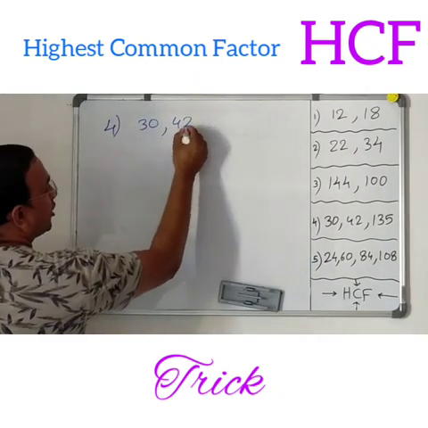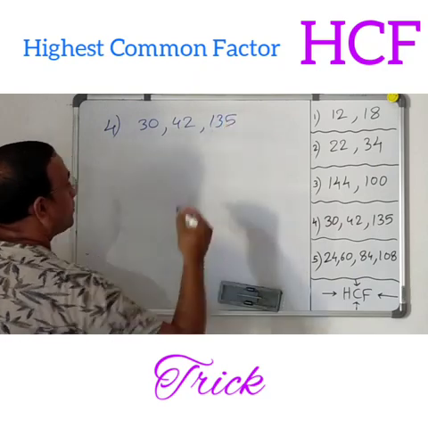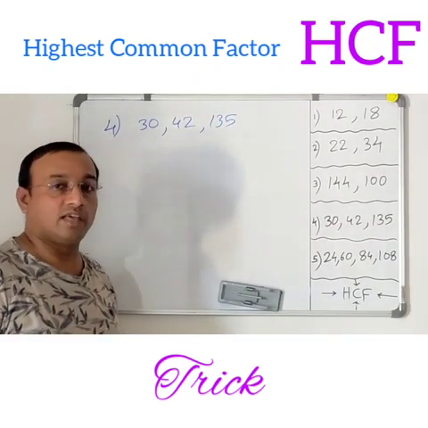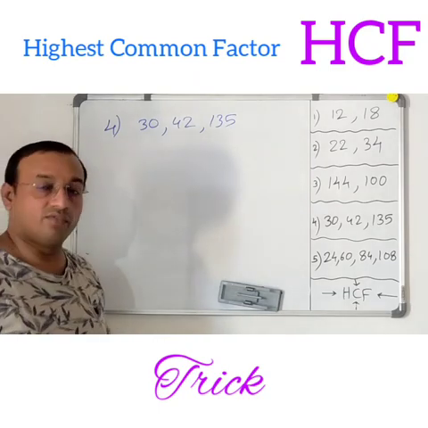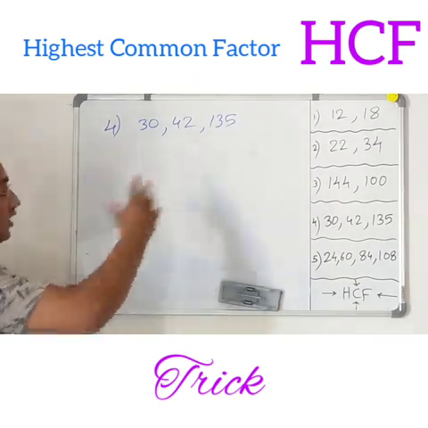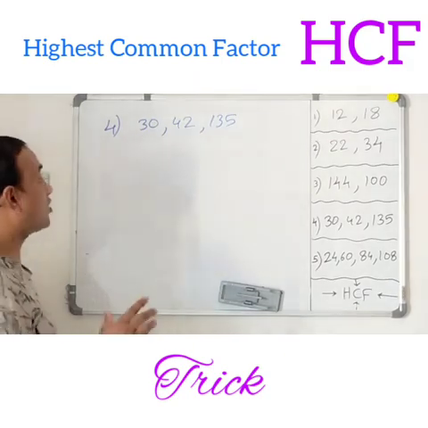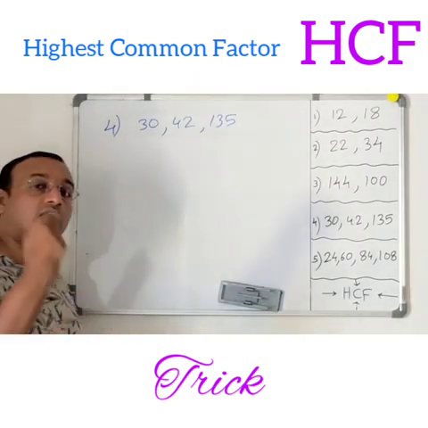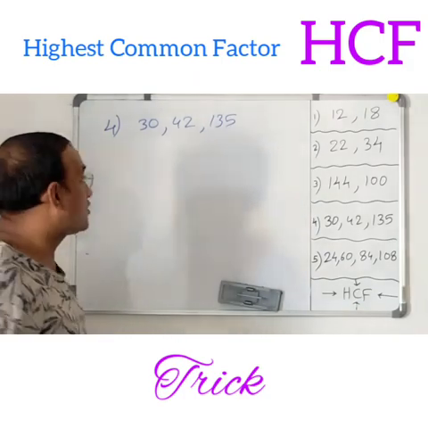So let's see. If 3 numbers are given, what to do? 30, 42 and one more number, 135. If 2 numbers are given, we take the difference directly, find the HCF and take the factors if necessary. But if we have 3 numbers, what to do? We must see the differences between all these 3 numbers and take the least difference. Okay friends, so let's start.